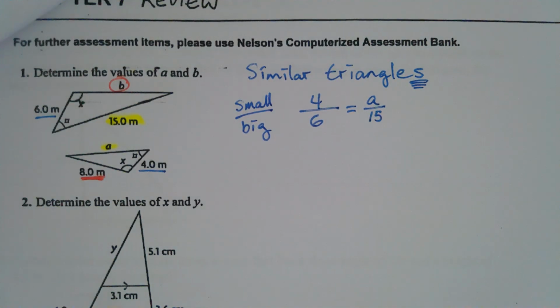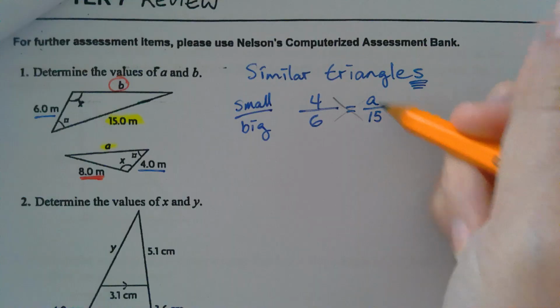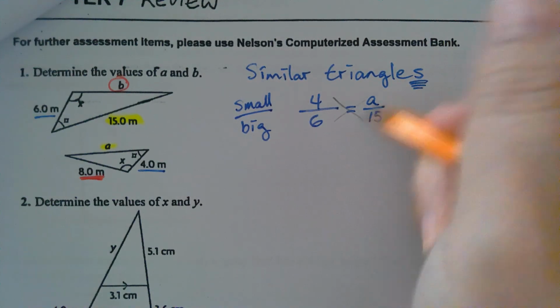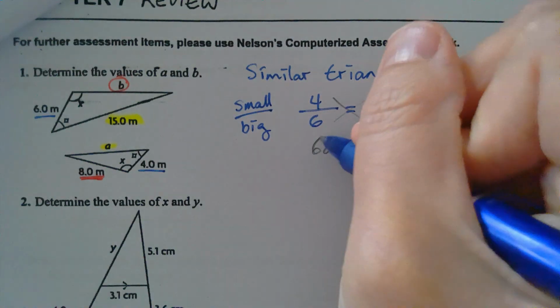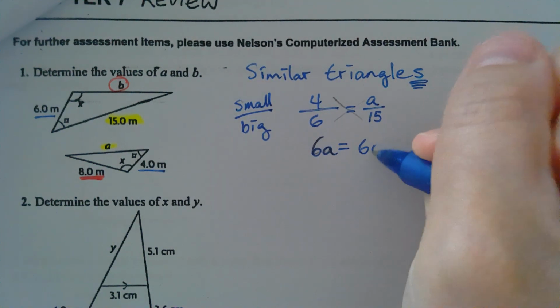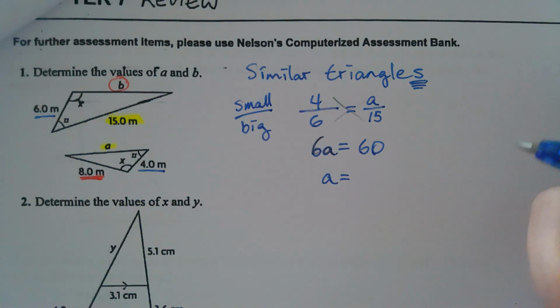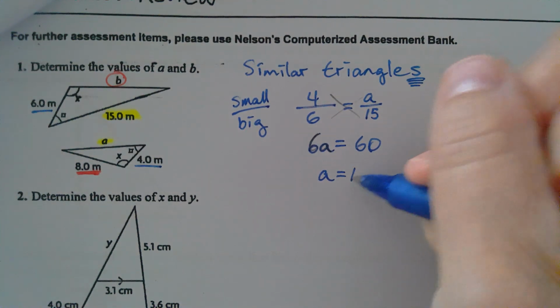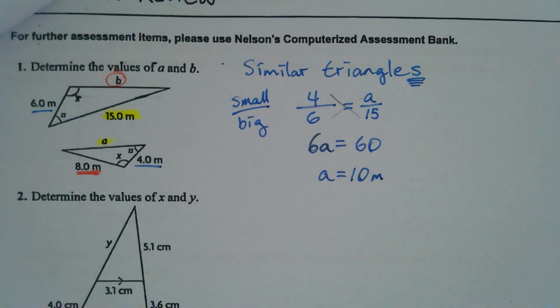Okay, cross multiply. I have a fraction equals a fraction. I can cross multiply. So 6A equals 60. So what does A equal? Jaden? 10 what? Meters. Okay, because it's the length.